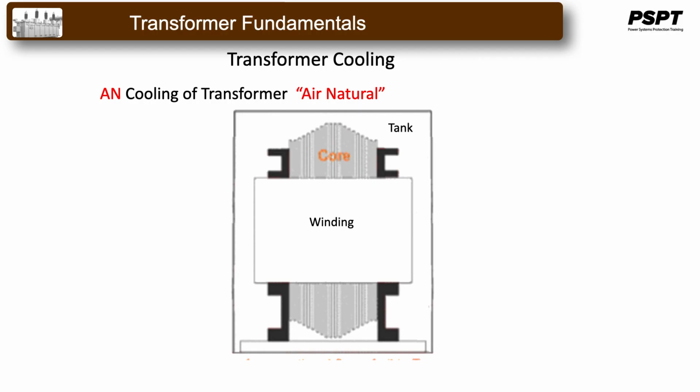AN, air natural, cooling of a transformer. These transformers are cooled with the ambient air. The natural convection of the air removes the heat generated by these transformers. The symbol for this type of cooling is AN, and is normally stamped on the nameplate.